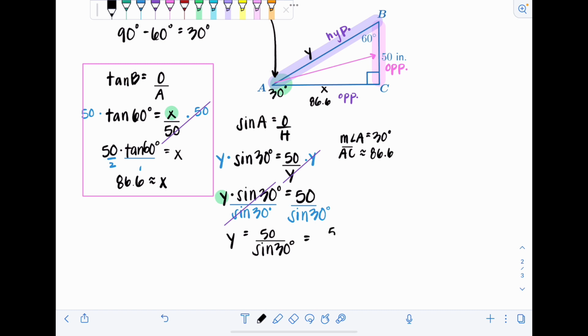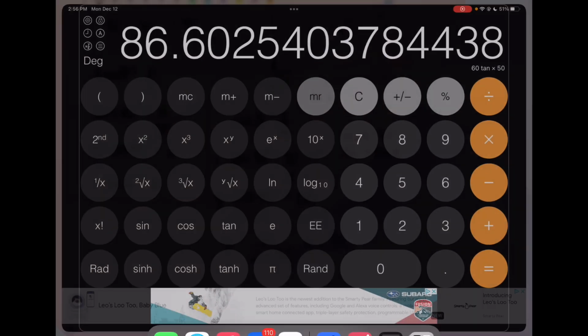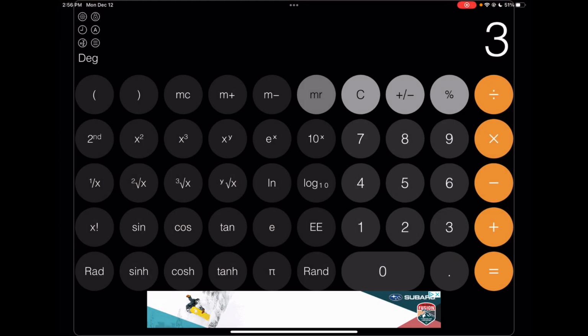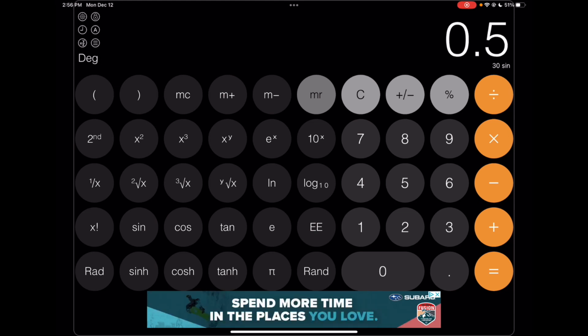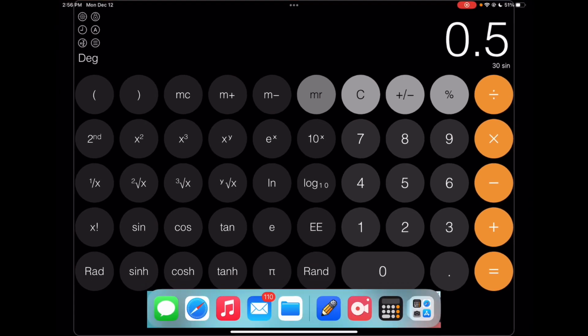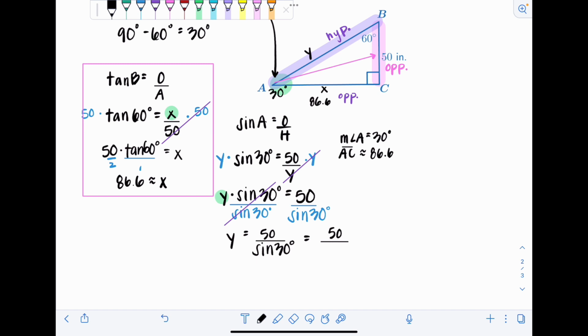So I'm just going to leave the 50 in the numerator and then find sine of 30. So I'll type 30 and then click sine. It's 0.5. Okay, that didn't work out, it wasn't that bad. So sine of 30 degrees is 0.5.